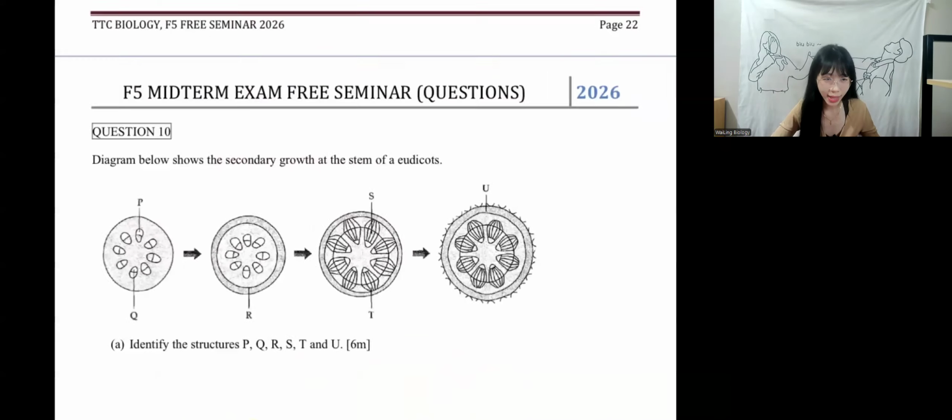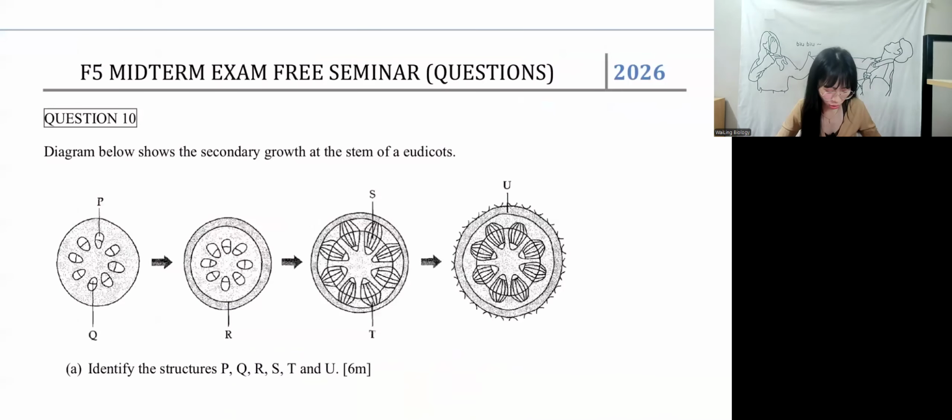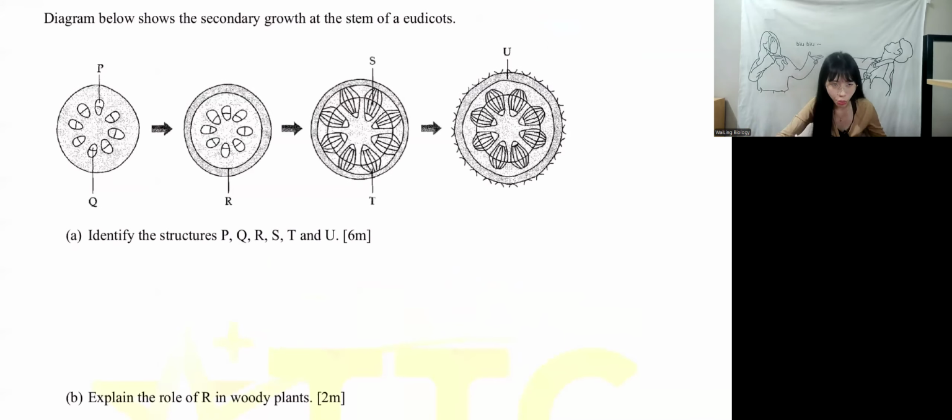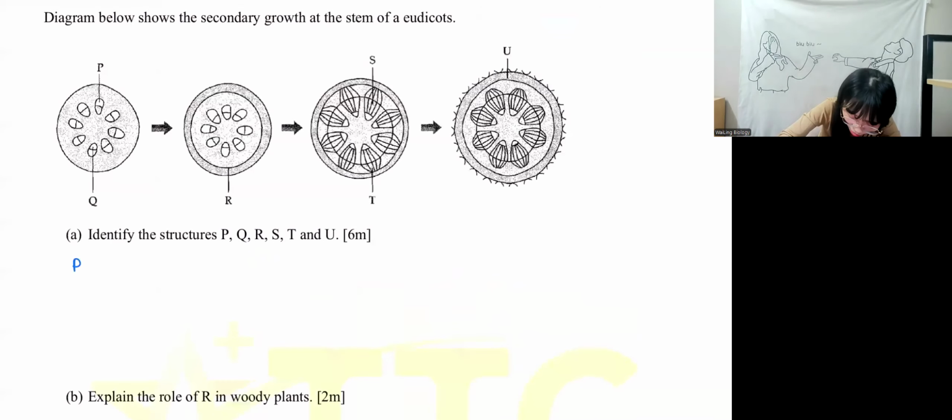Okay, page 23. Page 23, guys. Diagram below shows secondary growth of a stem of the eudicots. Identify structure P, Q, R, S, T, and U. We label P and Q first. Very easy. P and Q. Can you guys tell me?